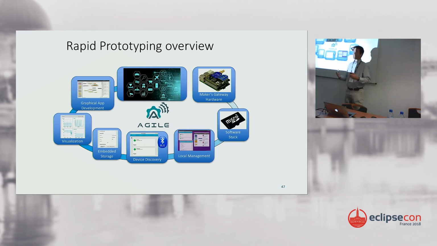Then the gateway itself already has embedded storage facilities. You can already visualize data. So these are all steps which are helping in prototyping. And then we are embedding a graphical application development environment with which you can quickly prototype applications on different domains. So, building and reusing components to support all these.